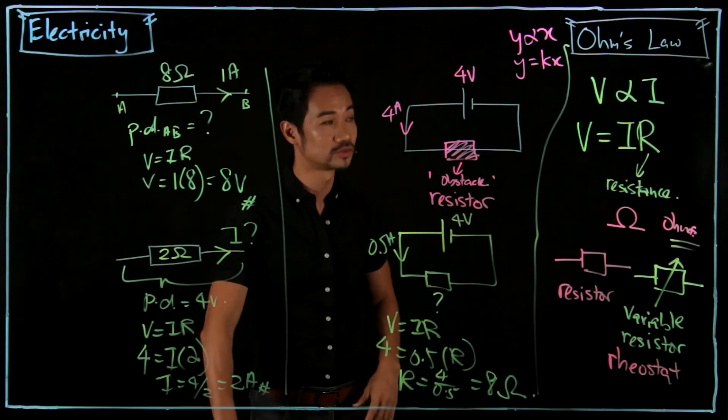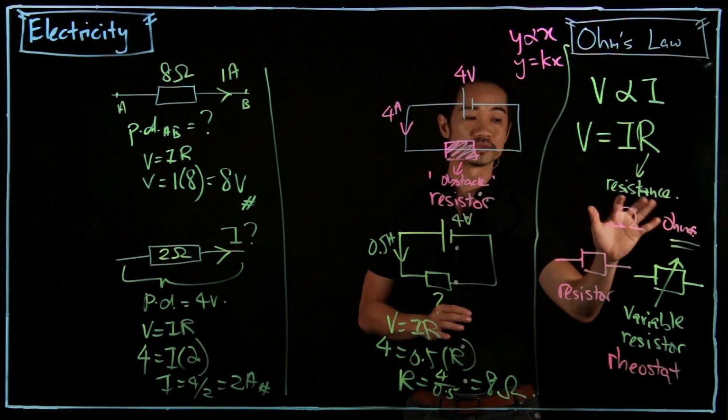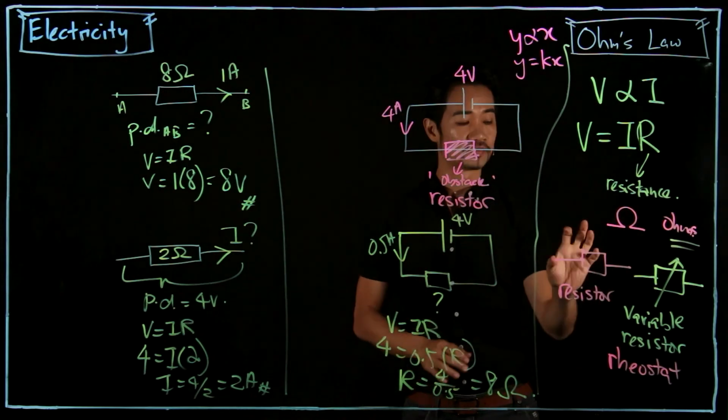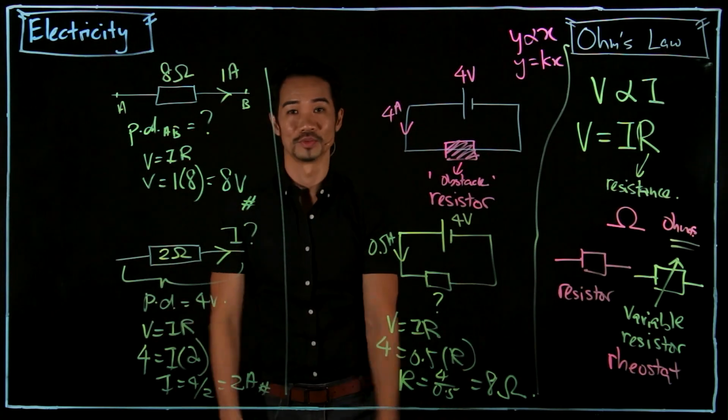So what have we learned today? Ohm's law, V equals IR. R is resistance measured in ohms. This is the symbol for a resistor, this is the symbol for a variable resistor, and this is how you apply the formula.